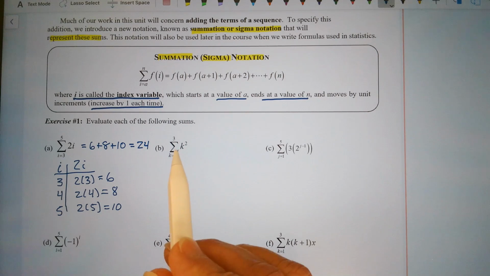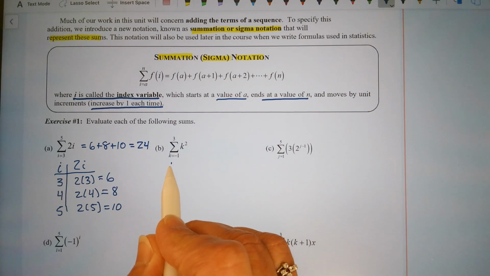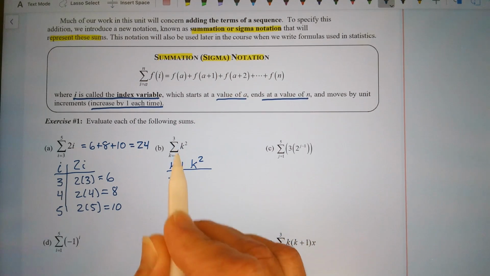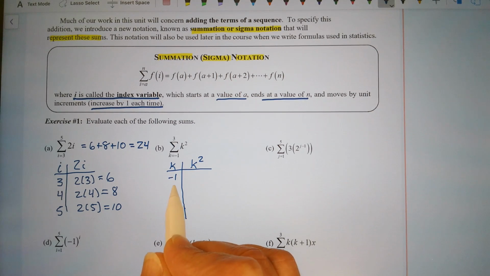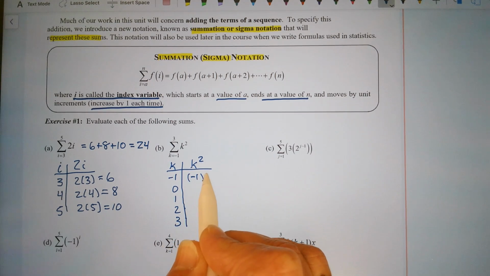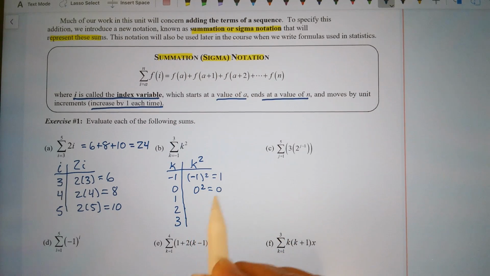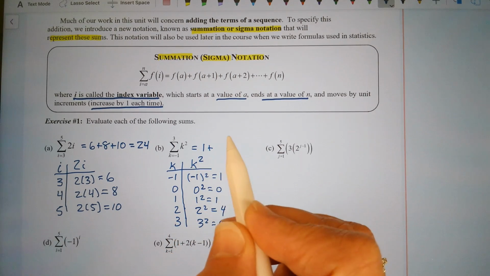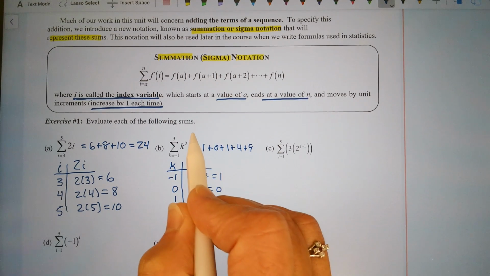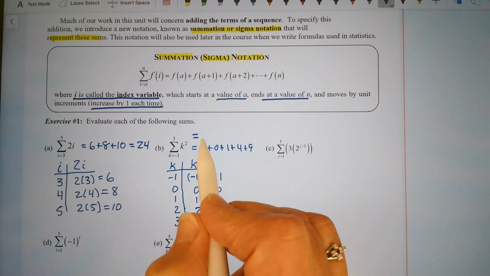B, the sum of k squared, k starting at -1 and going to 3. Make our table. k is starting at -1, and it's increasing by 1 each time, so -1, 0, 1, 2, and we stop when k is 3. -1 squared is 1, 0 squared, 0, 1 squared, 1, 2 squared, 4, and 3 squared, 9. And then we add these up, 1 plus 0 plus 1 plus 4 plus 9. Our answer is, I'll write it above, 15.